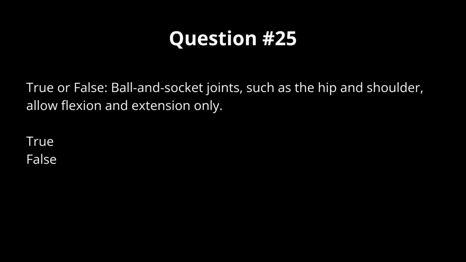Question number 25. True or false? Ball and socket joints, such as the hip and shoulder, allow flexion and extension only. The correct answer is false. Ball and socket joints allow movement in all three planes, including rotation, abduction, and adduction.